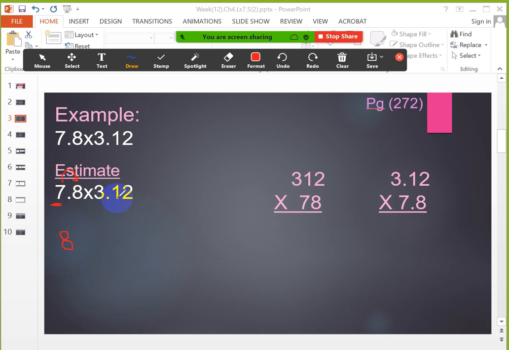What about this number? 3.12 hundredths. When I want to round the decimal number into the nearest whole, that means into the nearest ones. This is the ones digit. After the ones, I have 1. 1 is less than 5. That means I will keep the same number in the ones, and the digits after it will be 0. So I will keep it as 3. Now I will multiply 8 with 3. 8 multiplied 3 equals 24. That means this is the estimate. The answer for this product will be close to 24.